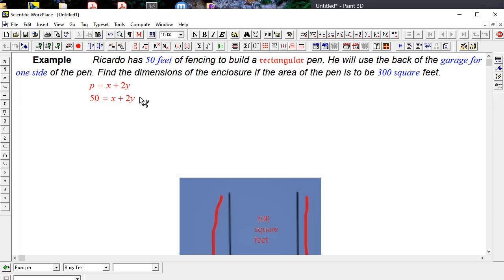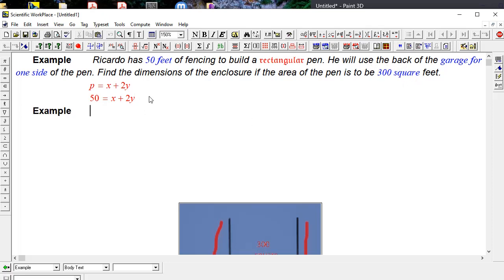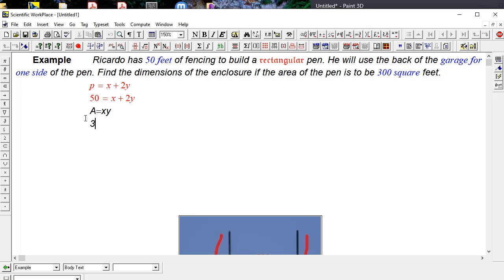Okay, what I can do also, we have information about the area here, which is 300 square feet. So what's the area of the rectangle? The area of the rectangle A is equal to x times y, where x is the length and y is the width, as we say. So here 300 is equal to x times y. This is the second equation.